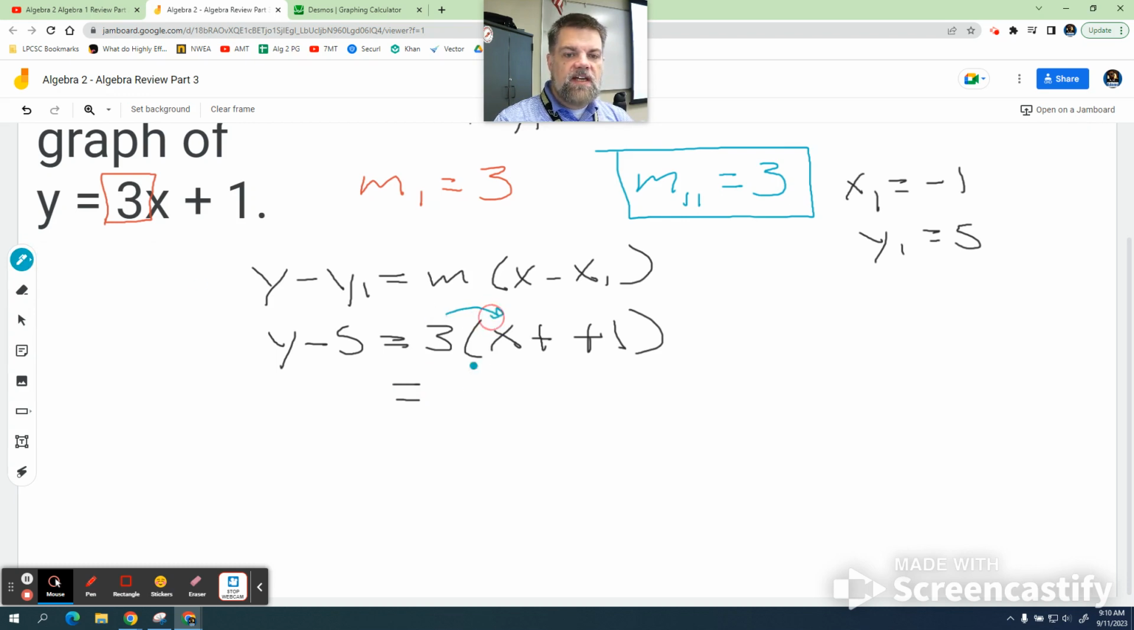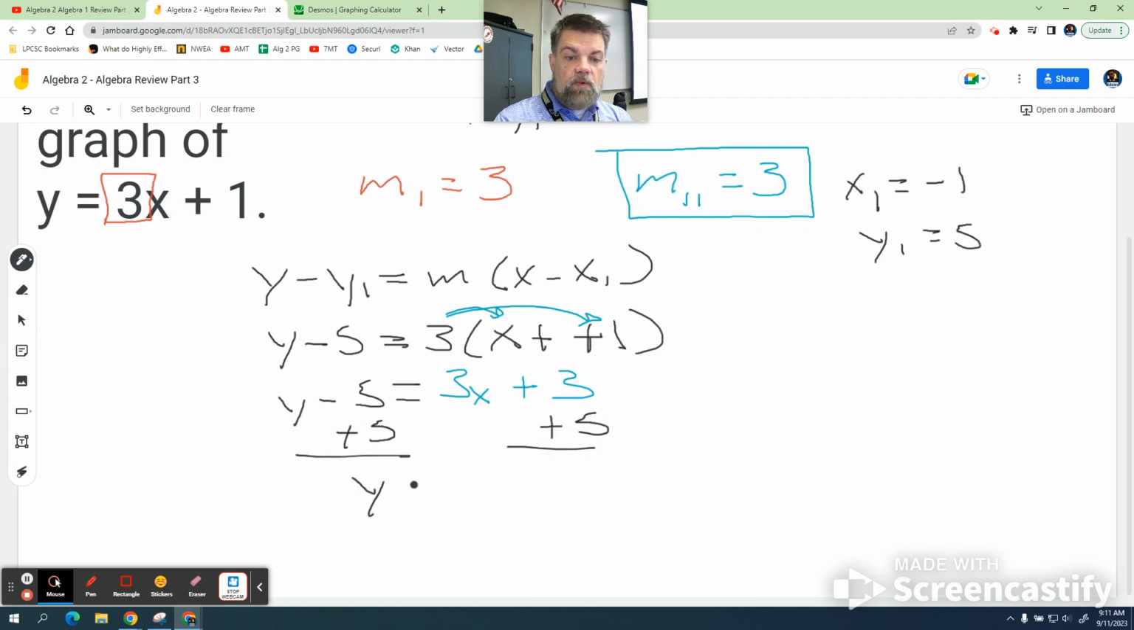Well, then next step, distribute the 3 through the parentheses. 3 times x is just 3x. 3 times +1 is a +3. And then over here on the other side, I've got y minus 5 equals all this stuff. Add 5 to both sides. And I get y is equal to 3x plus 8.